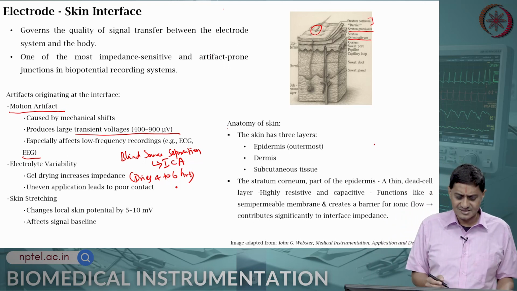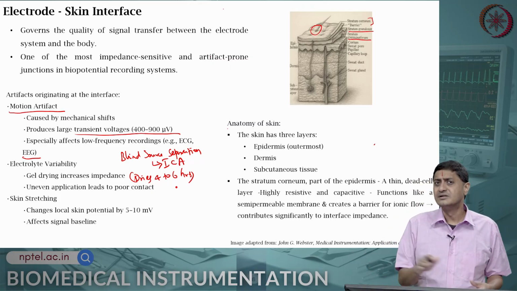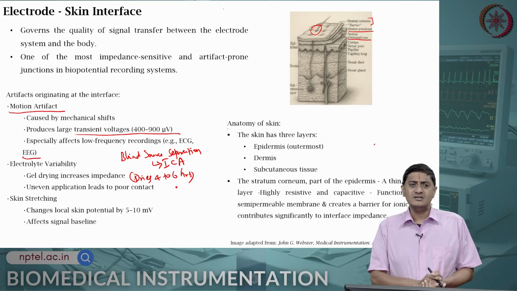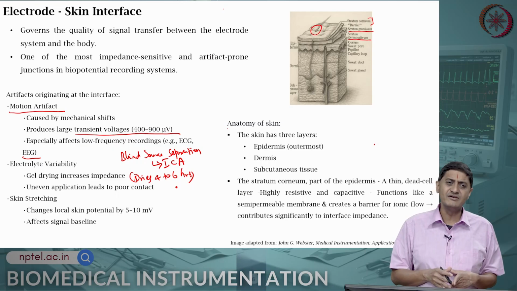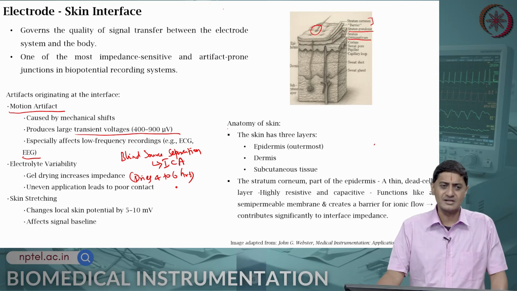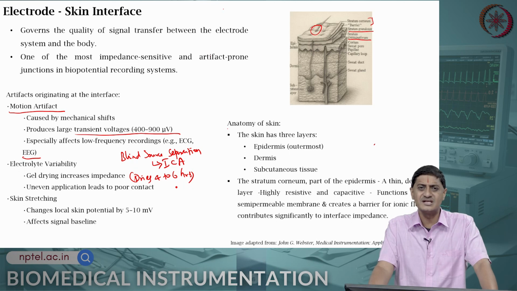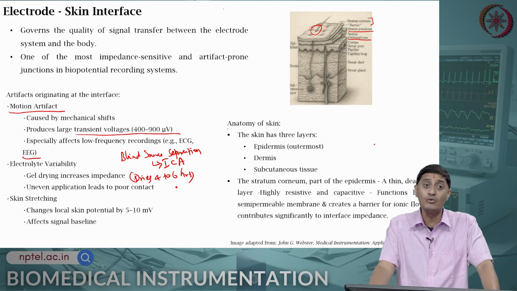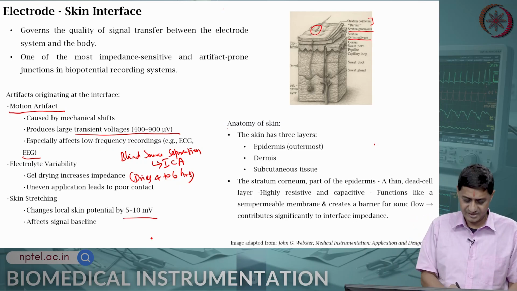Another possibility is that you have to very carefully apply the gel, you have to apply it uniformly. If you apply it in an uneven manner, it is possible for the contact to happen in some points, but not in some other points. The other is the skin stretching that could happen depending on movements that the patient is making. This could change the potential sometimes in the order of millivolts. This essentially changes the baseline of the signal itself, right?